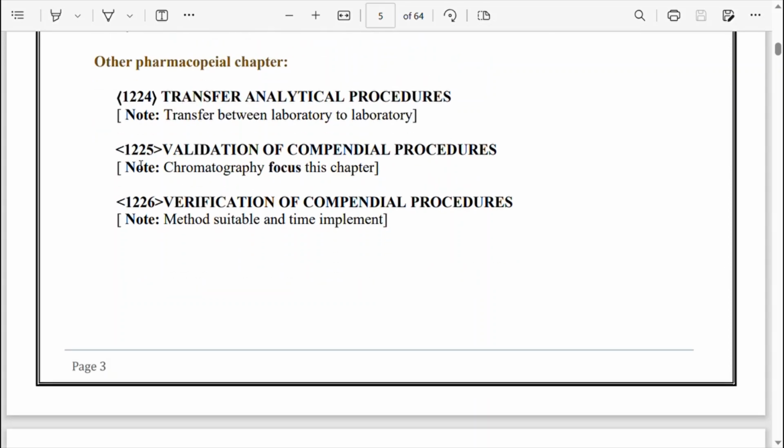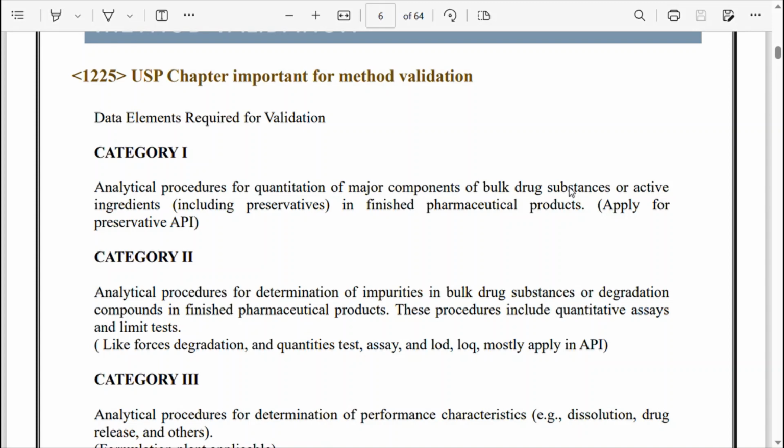Chapter 1225, validation of compendial procedures. Generally the chapter focuses on chromatography. Chapter 1226, verification of compendial procedures, covers whether the method is suitable at the time of implementation. 1225 is important for method validation.